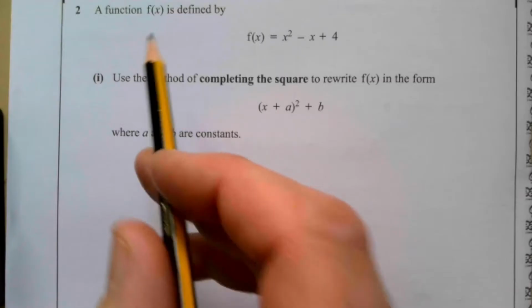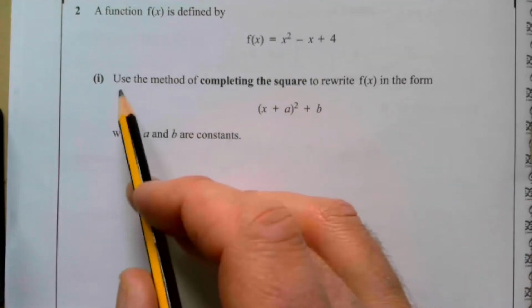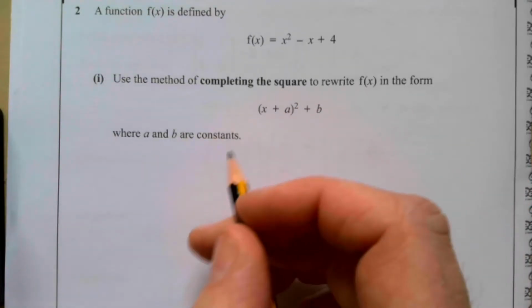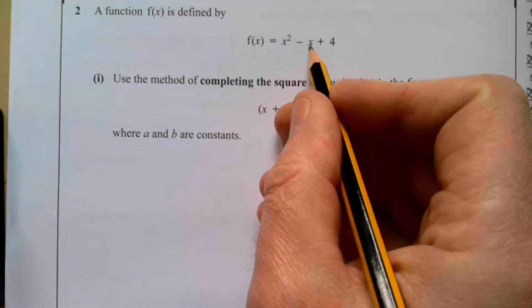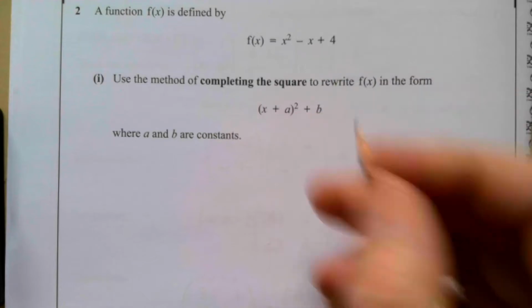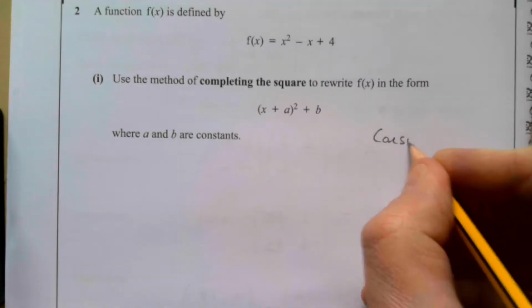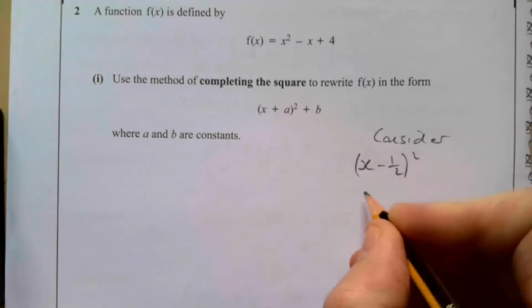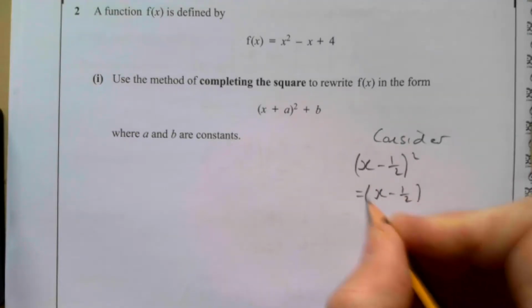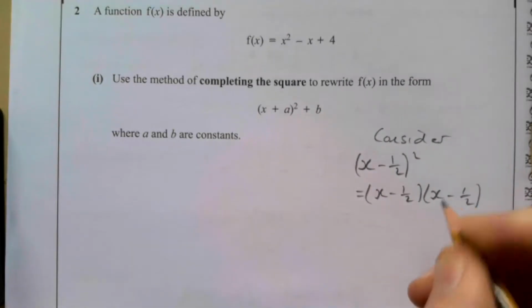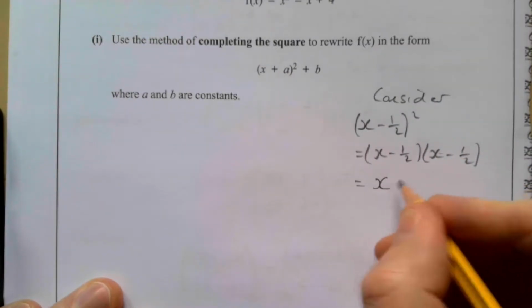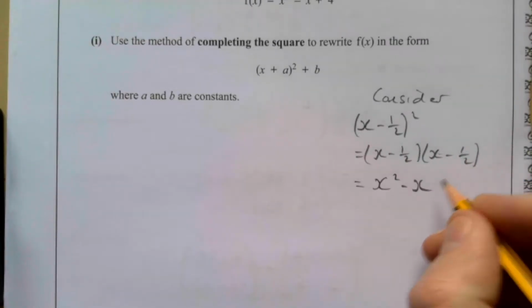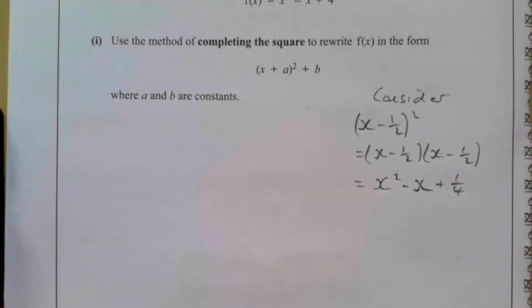Question 2. A function f of x is defined by f of x equals x squared minus x plus 4. Use the method of completing the square to rewrite f of x in the form (x plus a) squared plus b, where a and b are constants. We take half of the x term, that's a 1, so it's going to be a half. Over to the side, consider x minus a half all squared. That equals x minus a half upon x minus a half, and using FOIL gives x squared minus a half x minus a half x, which is minus x, and then minus a half times minus a half gives plus a quarter.